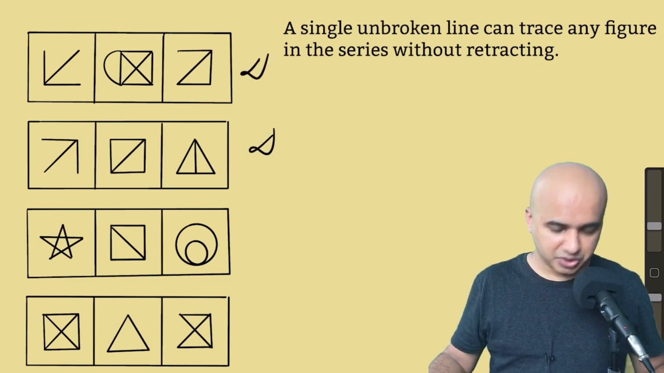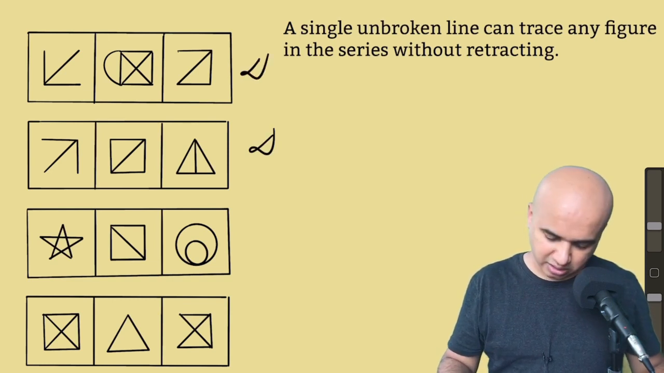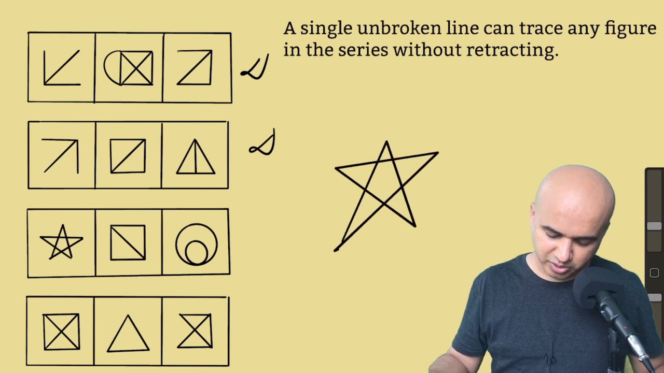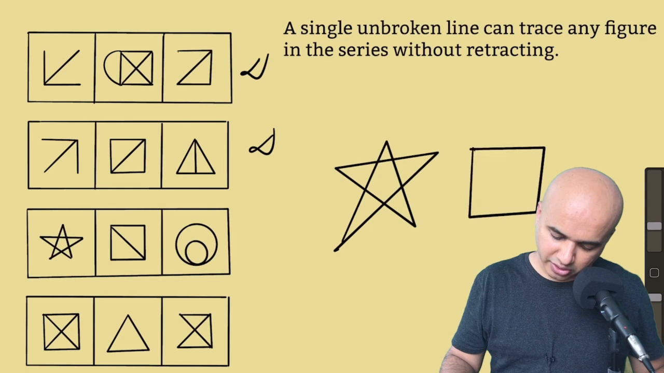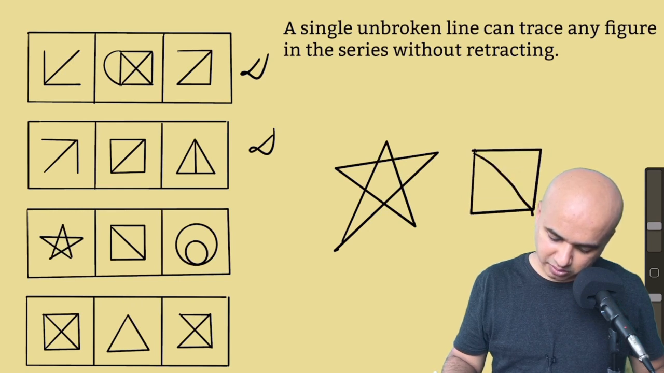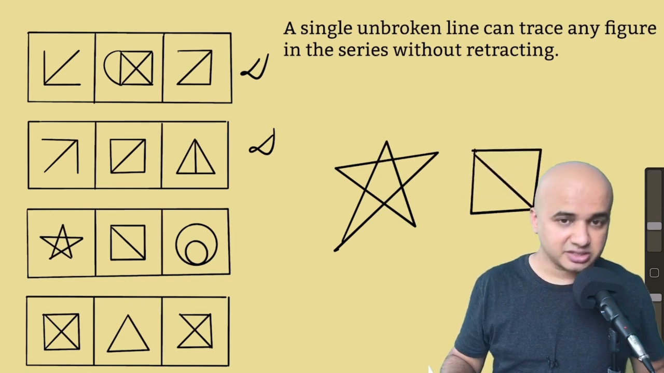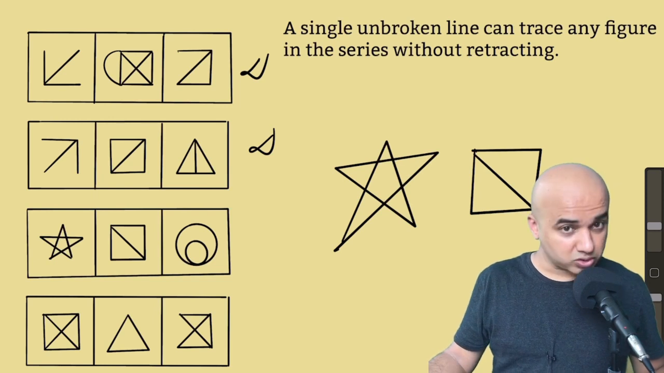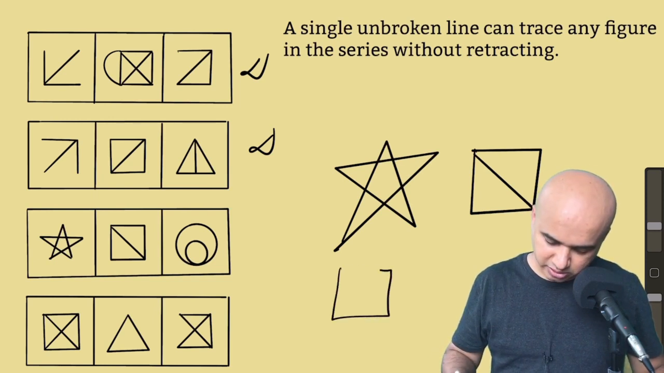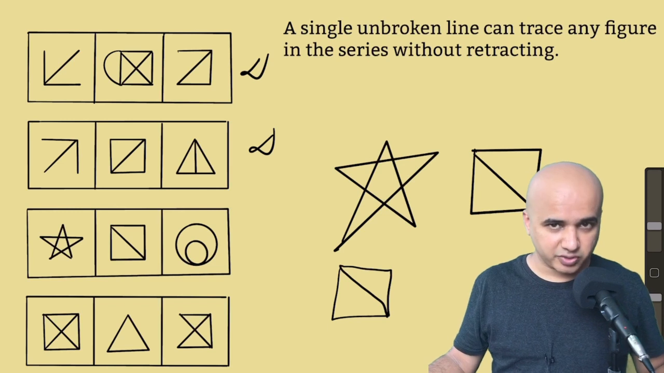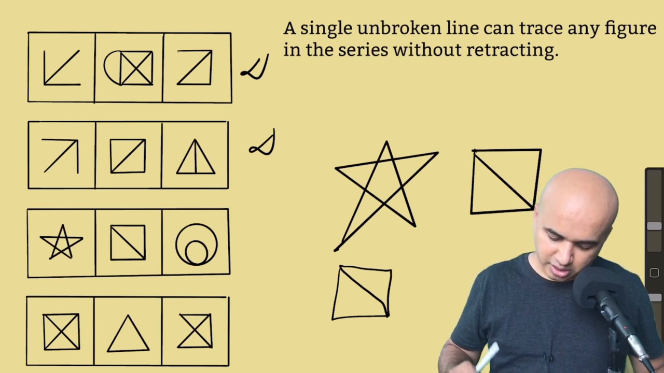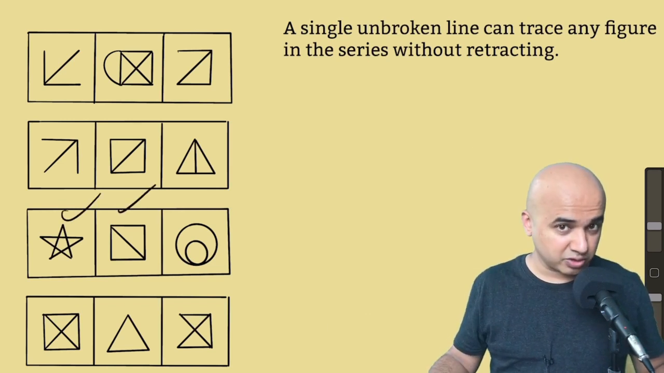So in the third option, we start with a star. That is obviously possible to draw without lifting the finger. The second diagram in the series is a square with an oblique. That can also be done, because all you have to do is just this. So that is something which we can do without lifting the finger. So these two are fine with the rule.